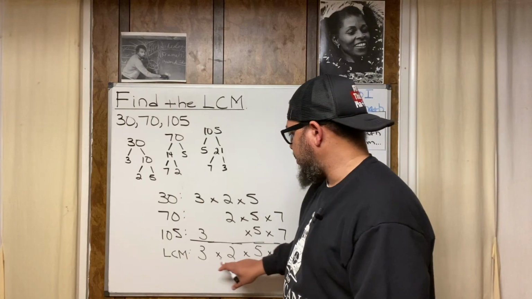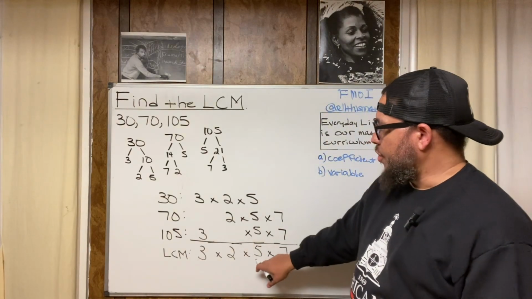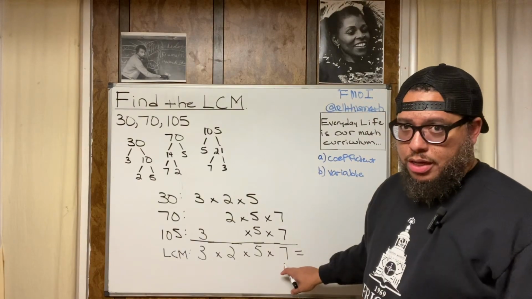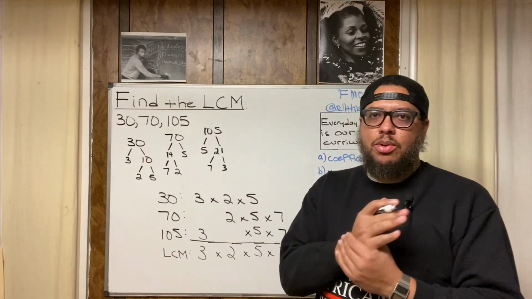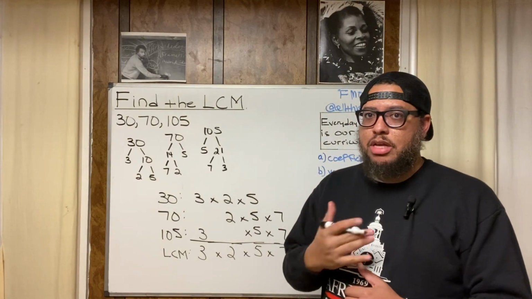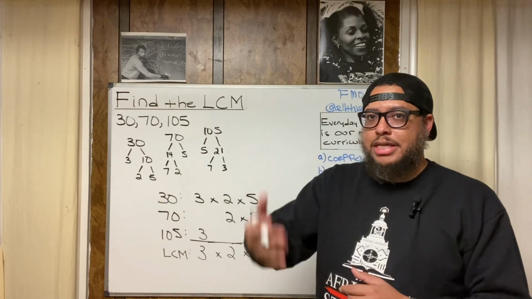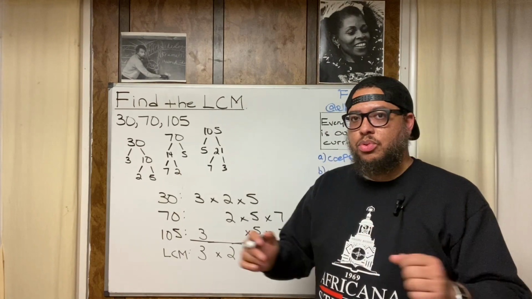So we got 3 times 2, 6, 6 times 5, 30, 30 times 7, 210. How do I know that? 30 times 7, I can pretend that 0 in the 30 is not even there, and I can do 3 times 7. 3 times 7 is 21. And then I can reattach the 0 to the 21. 21 with a 0 attached to it is 210.